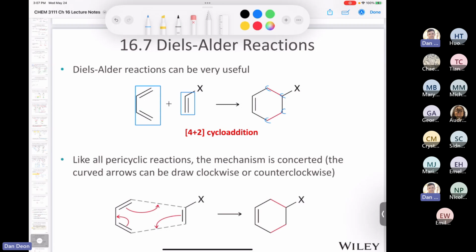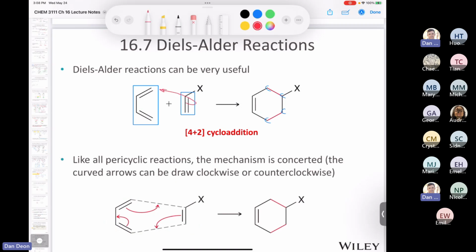There's also 3+2 and 2+2 cycloadditions. There's all kinds of them, but this is the only one I think we look at in detail, the 4+2. Also, you notice that the arrows shown here at the bottom can be drawn clockwise like this. You can draw them counterclockwise. It doesn't matter.